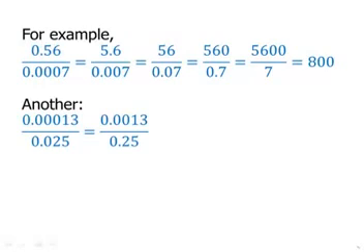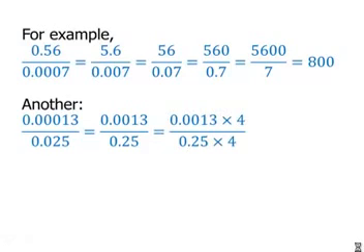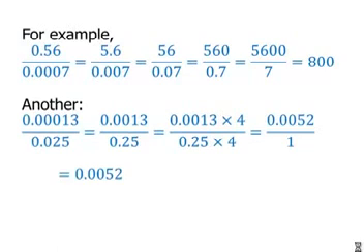Well, now notice we could keep on sliding to the right, but notice 0.25, that's a quarter. So a very easy way to cancel that would just be to multiply the numerator and the denominator by 4. And if we multiply by 4, in the denominator, quarter times 4, that's just 1, so we multiply the numerator by 4, and of course we get something over 1, so it just equals 0.0052. So 52 ten-thousandths.